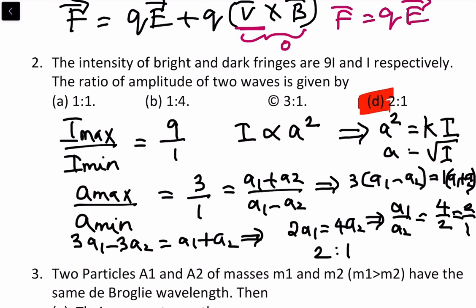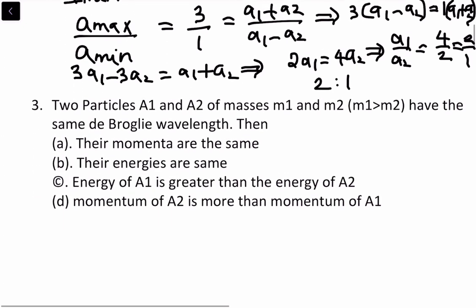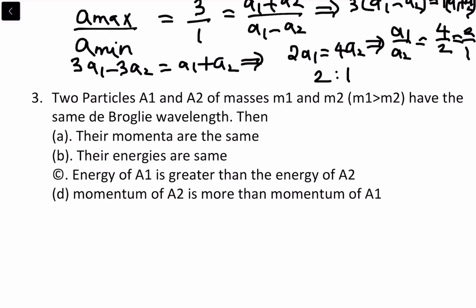Okay. So let's go for the third problem. The third problem goes like this. Two particles A1 and A2 of masses M1 and M2, where M1 is greater than M2, have the same de Broglie wavelength. Then four options they have given. Their momenta are the same, their energies are same. Energy of A1 is greater than the energy of A2. Momentum of A2 is more than momentum of A1. So that is what they have given here.